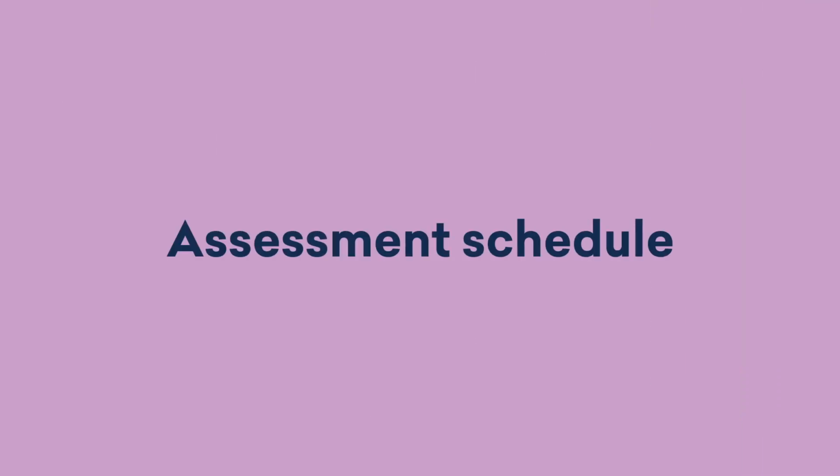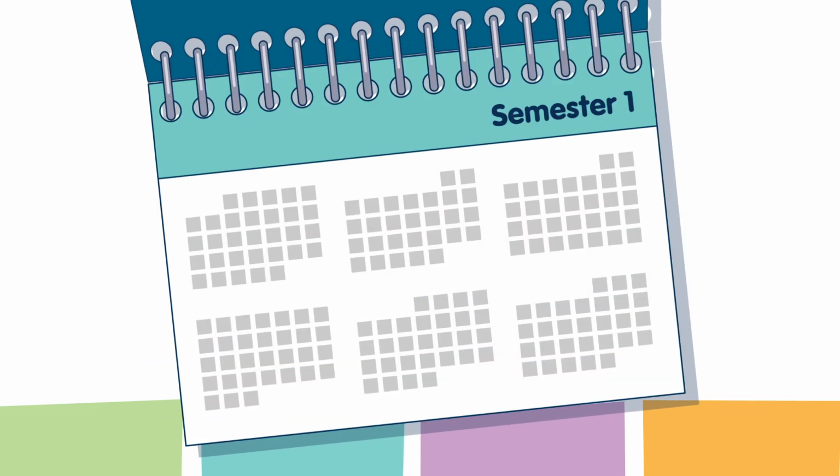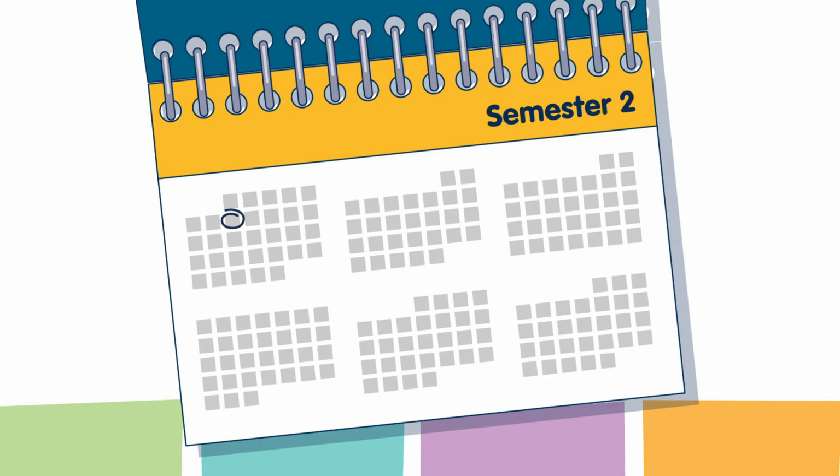The Spelling Diagnostic Test can be administered anytime. However, we recommend you administer the test twice a year, at the start of Semester 1 and at the start of Semester 2, to allow for remediation and measurable growth between testing.